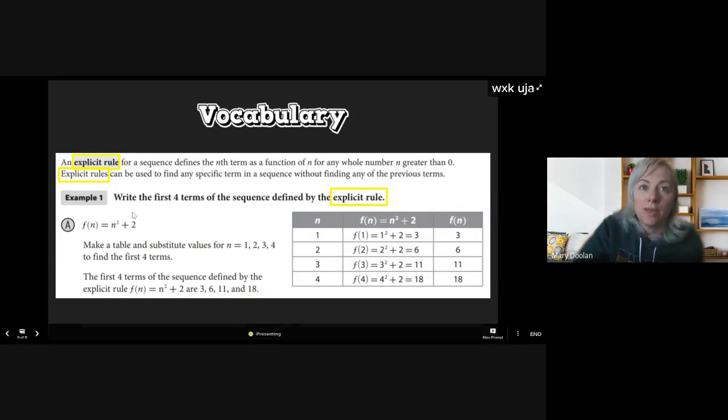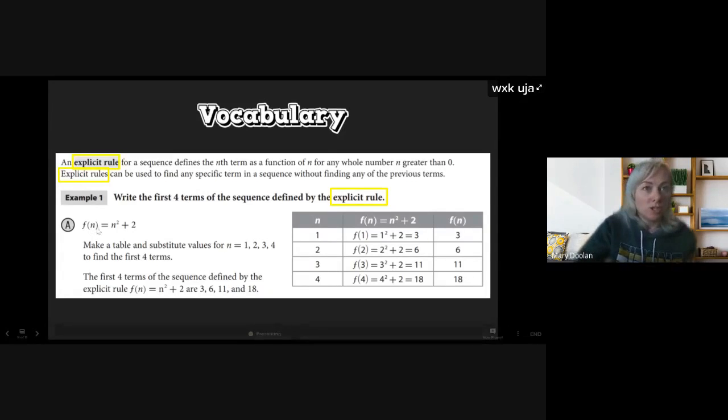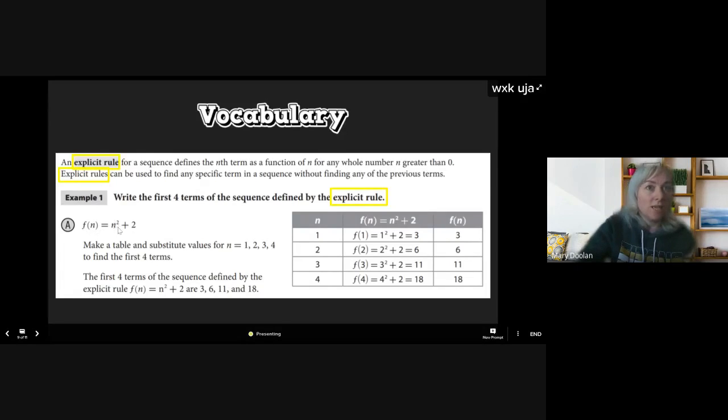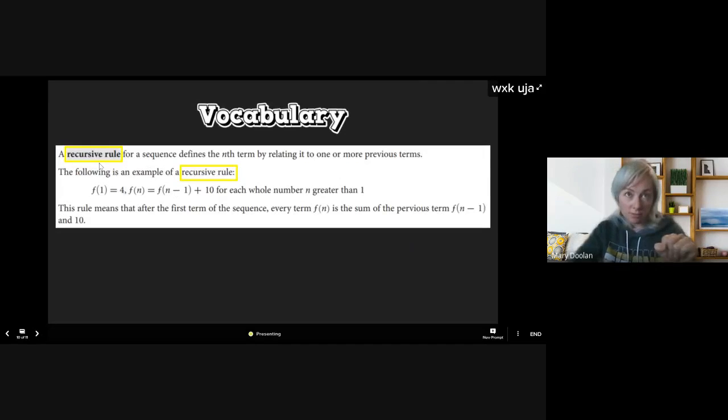Okay, so an example of that is here. So this function of this sequence, f of n is equal to n squared plus 2. Whatever value of n I want, whichever term, I want the 10th term. I could just put a 10 where the n is, okay? 10 squared is 100. 100 plus 2 is 102. I could figure out any term in the sequence without having to know other information. That's an explicit rule.